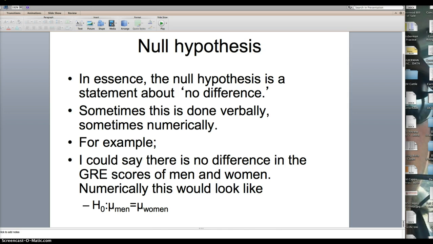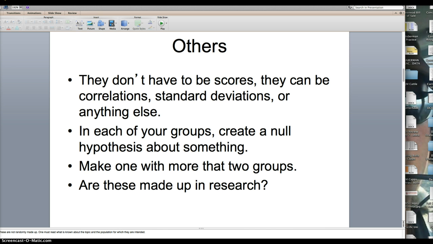So, for example, I could say that there is no difference in the GRE scores of men and women. That's verbally what that would look like. Numerically, that would look like this. This is called mu, because this is the population of men, the population of women. I'm saying there is no difference between those scores for those two groups of people for their GRE scores. They don't have to be scores. They can be correlations, they could be standard deviations, or anything else.